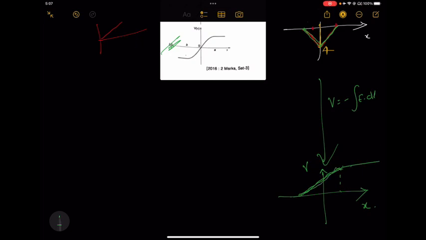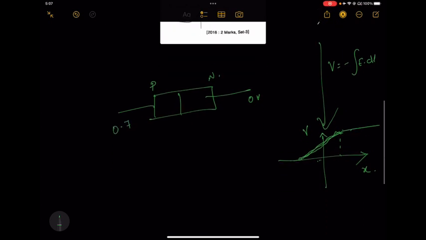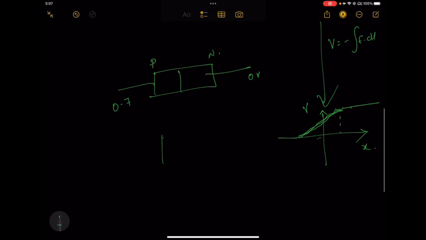Actually, if you take a PN diode, what is the meaning of this? If you have a zero potential here, here you need to give 0.7 volt greater to turn it on. Normal PN junction diode, silicon PN junction diode.